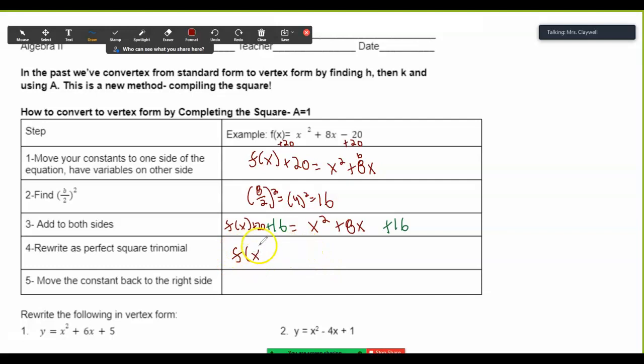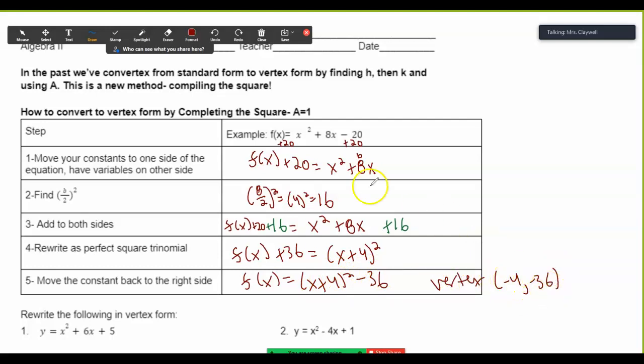Then I'm going to rewrite as a perfect squared binomial. This becomes x plus 4. Then I'm going to move my constant back to the right side. So my vertex would be negative 4, negative 36.